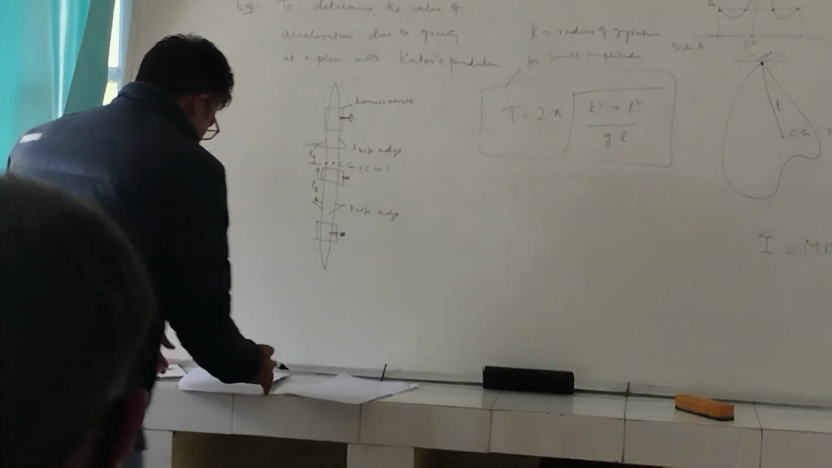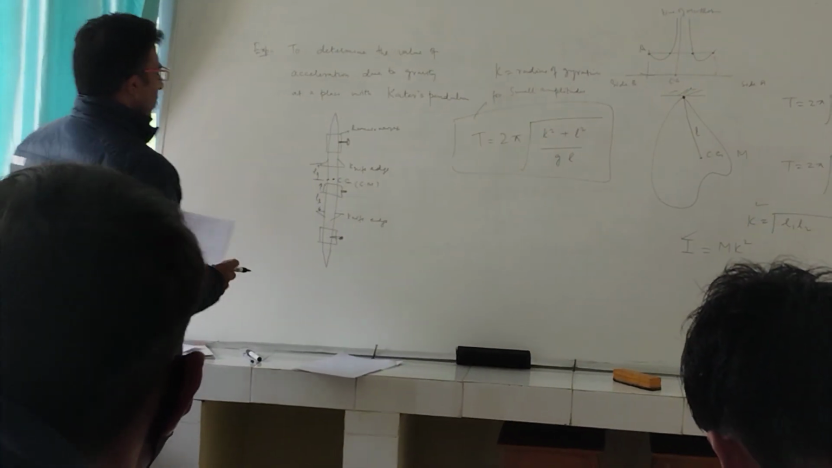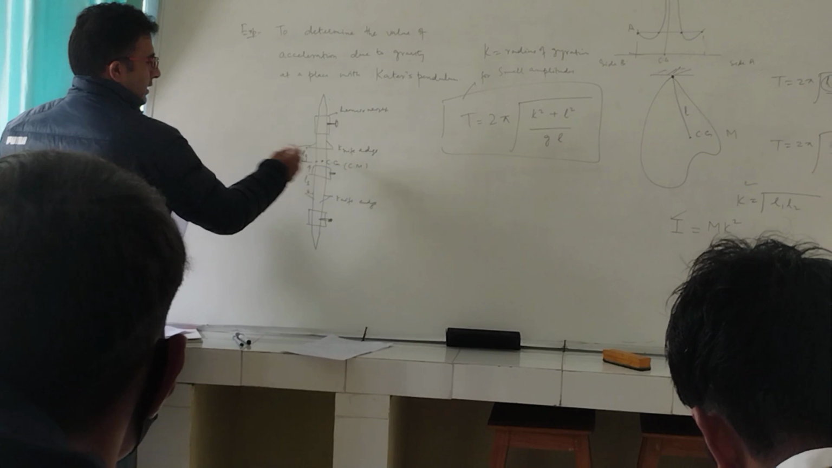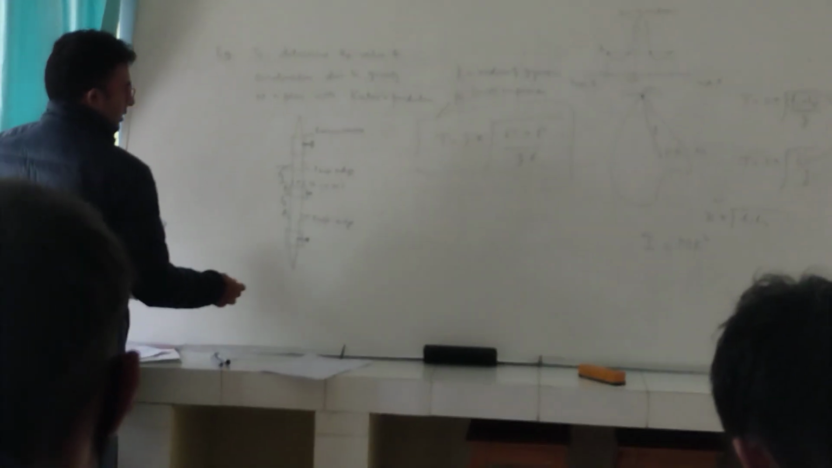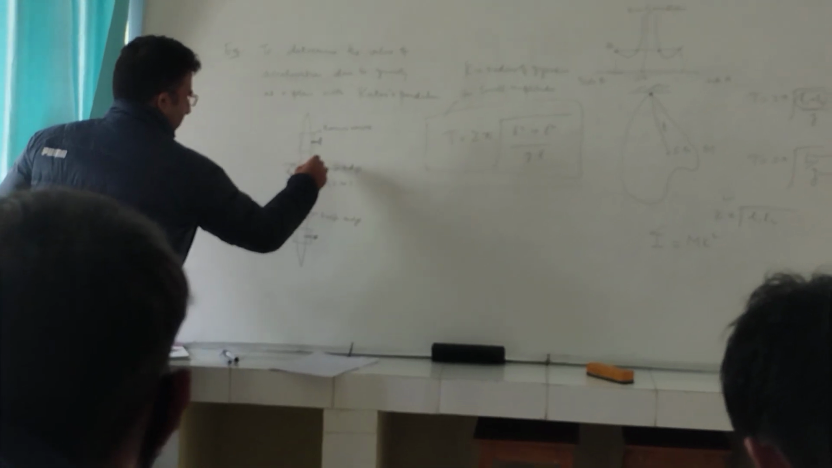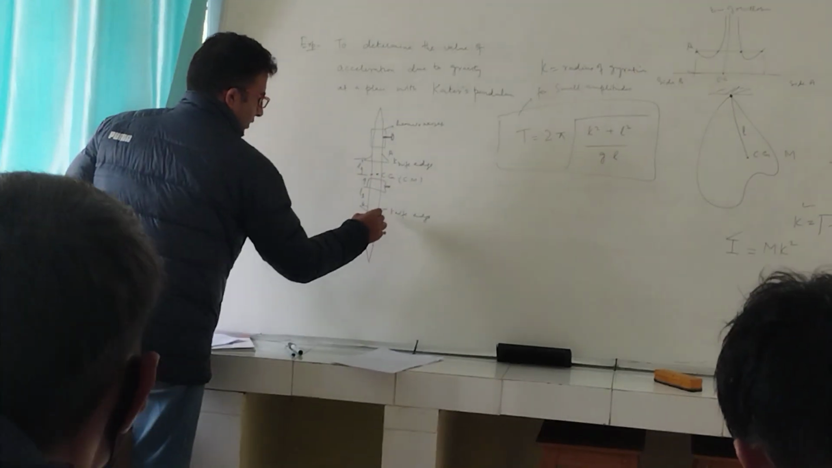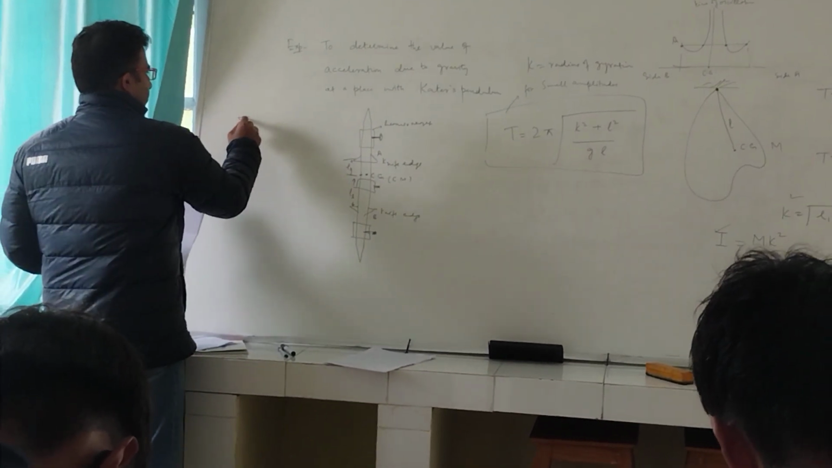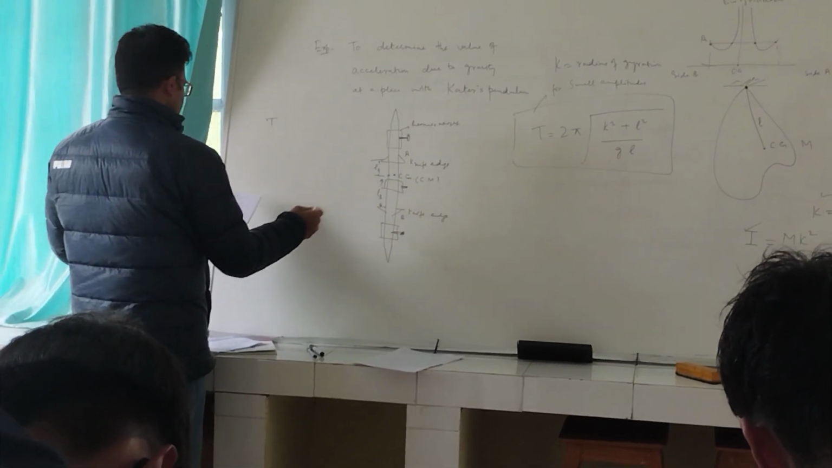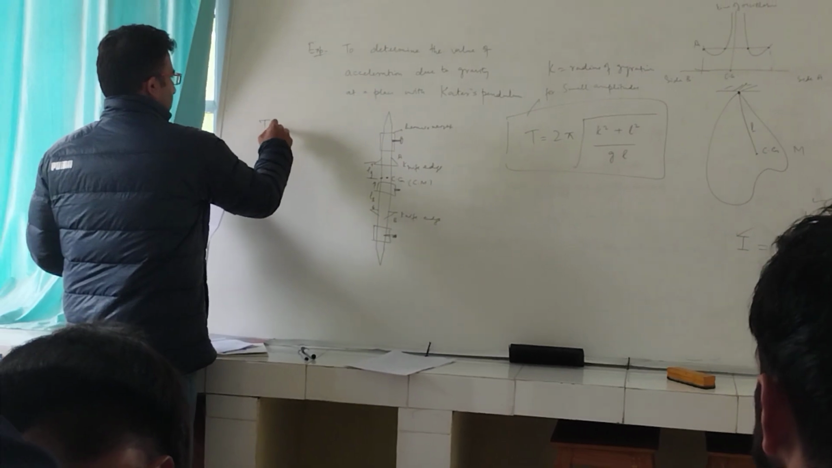Now I will move to that formula. Now if I oscillate this arrangement, this overall Kater's pendulum, from this knife edge, I call it knife edge A. This is my knife edge B. What will be the time of oscillation formula? TA.